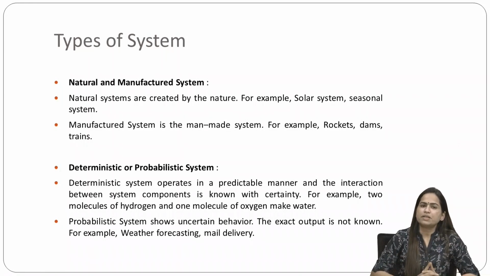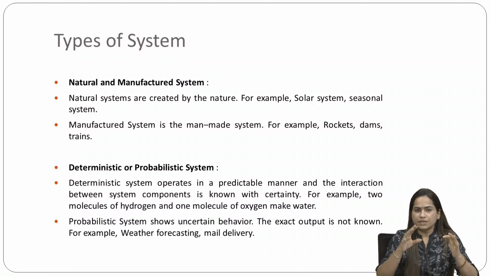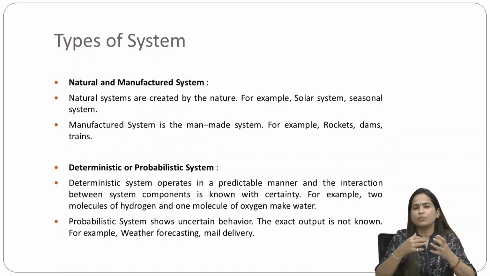Next one we have is deterministic or probabilistic systems. A deterministic system operates in a predictable manner, and the interaction between system components is known with certainty. Deterministic means you can predict that if such a system is there and such input is given, which type of output you will receive. For example, 2 molecules of hydrogen and 1 molecule of oxygen make water. This we know. So if such a thing is there, then we can say it is a deterministic system.